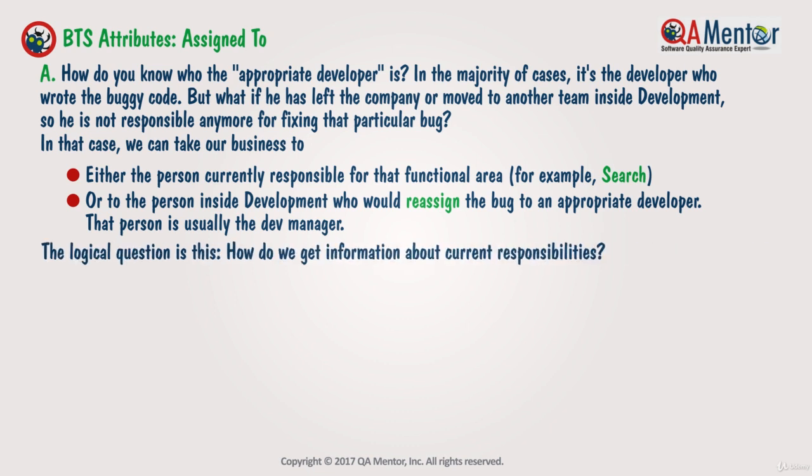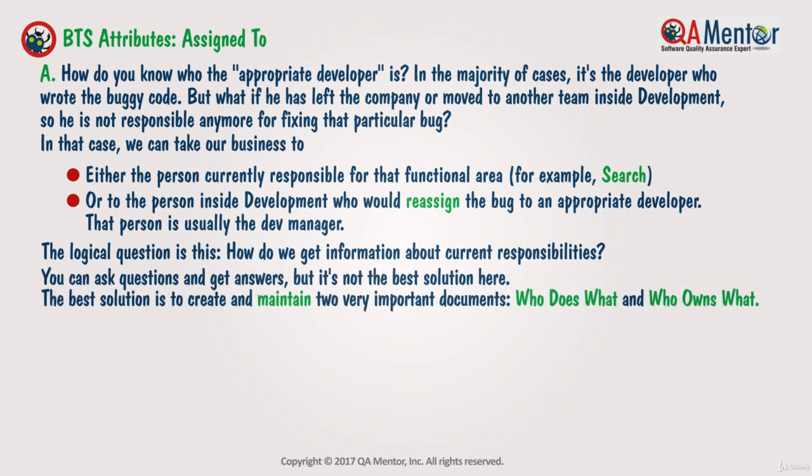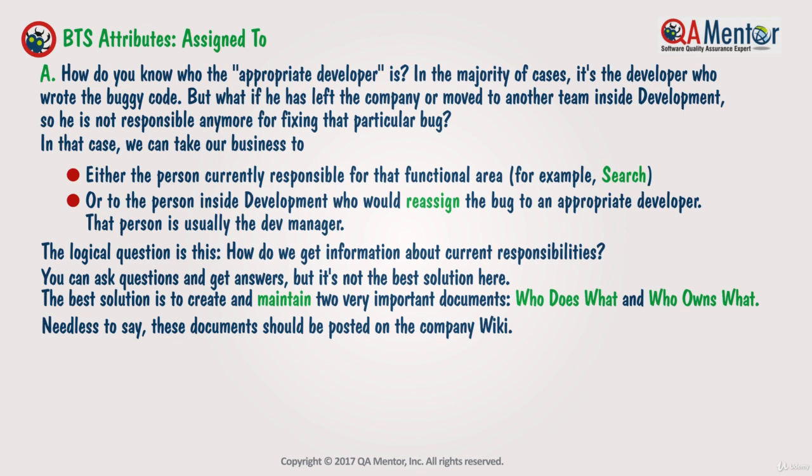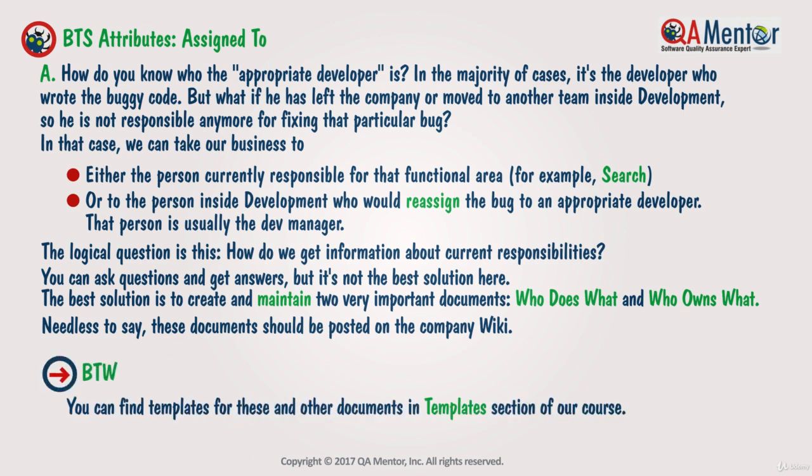The logical question is this: how do we get information about current responsibilities? You can ask questions and get answers, but it's not the best solution here. The best solution is to create and maintain two very important documents: who does what and who owns what. Needless to say, these documents should be posted on the company wiki. By the way, you can find templates for these and other documents in the Template section of our course.